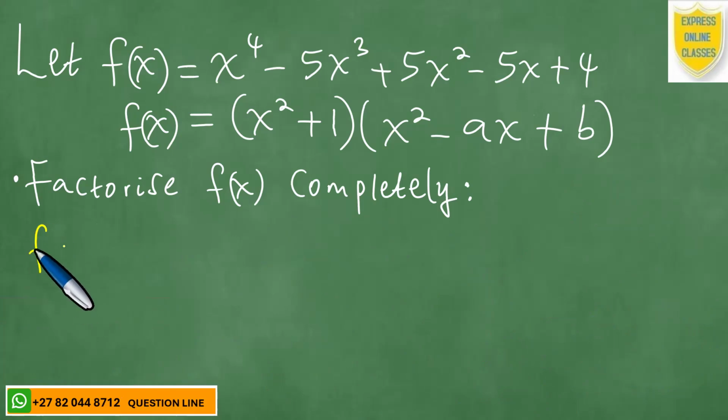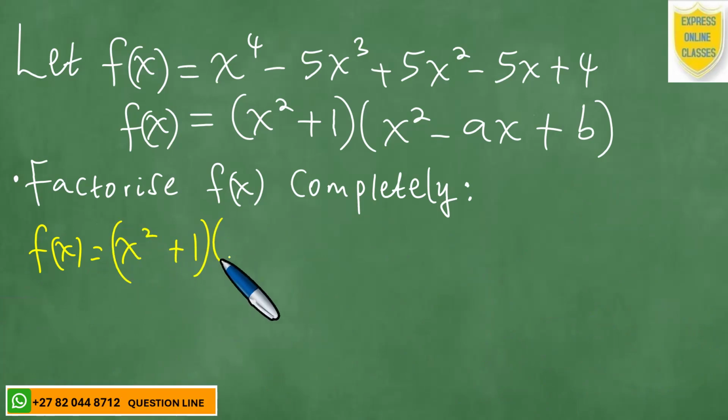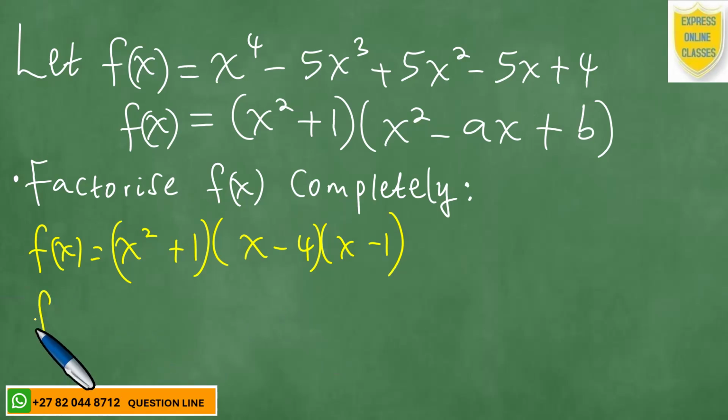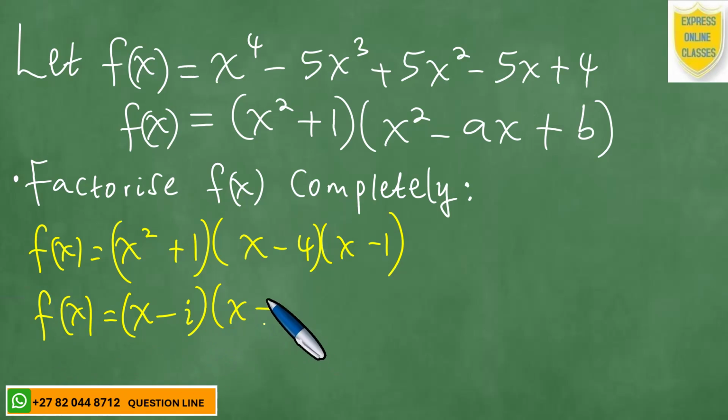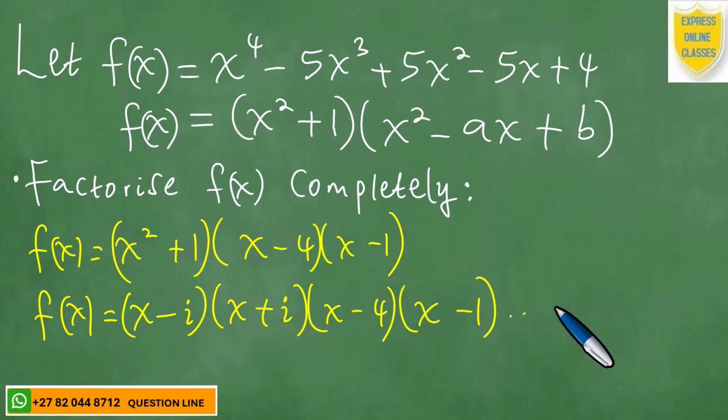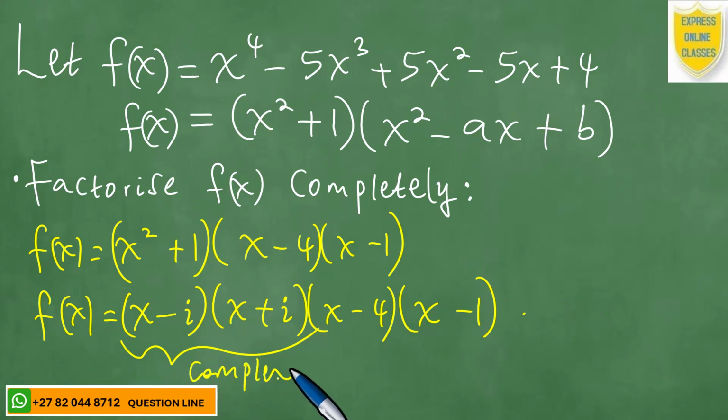However, you can note that f at x itself is x squared plus 1, which we've rewritten as x minus 4 times x minus 1. The factors of x squared plus 1 are x minus i and x plus i, together with x minus 4 and x minus 1. Obviously, the factors involving i are complex or imaginary.